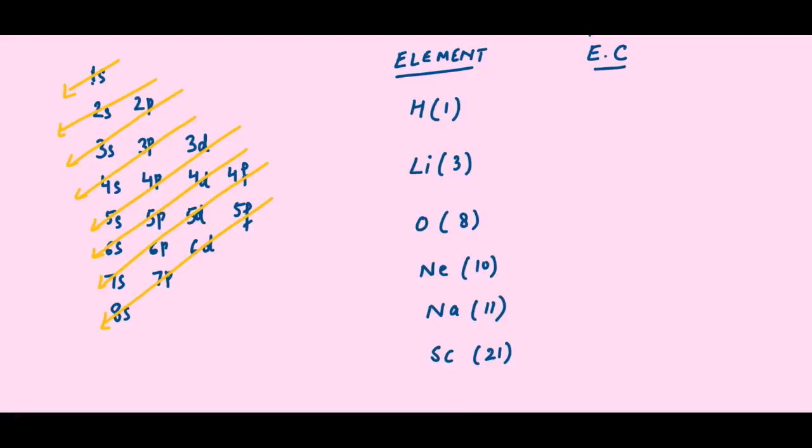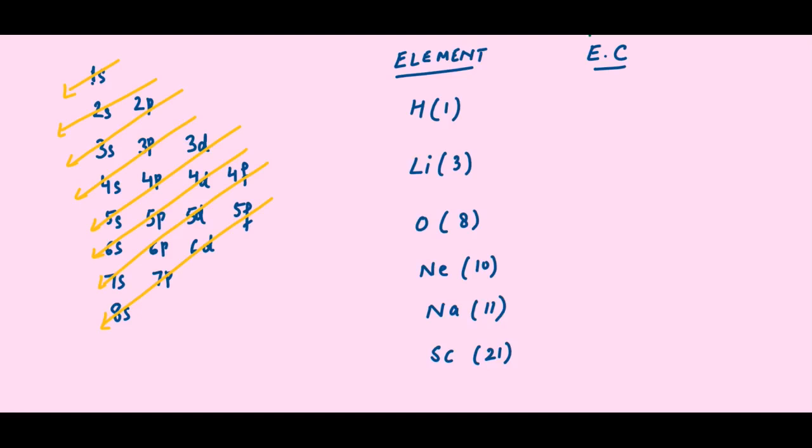Now we will learn how to do the electronic configuration of a few elements. You can see that I've written some elements on the screen. So the first element is hydrogen. What we will do is the electronic configuration as per the atomic number which is mentioned. You can see that against each element there is a number mentioned. So these numbers are basically the atomic number. An atomic number is equal to the number of electrons. So whatever atomic number is written, the same number of electrons we have to fill into the orbitals.